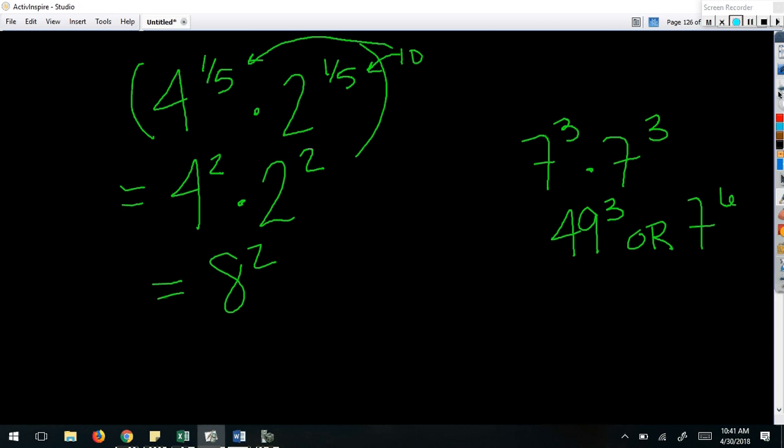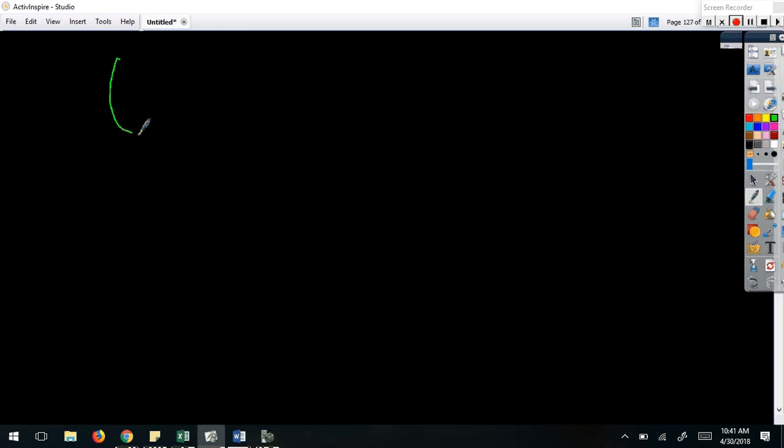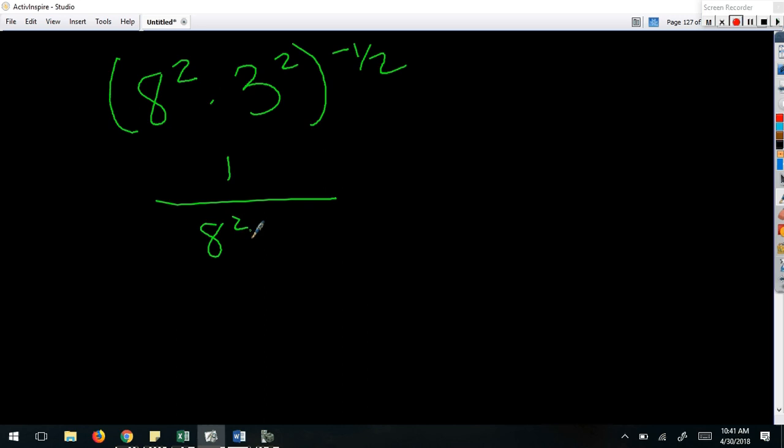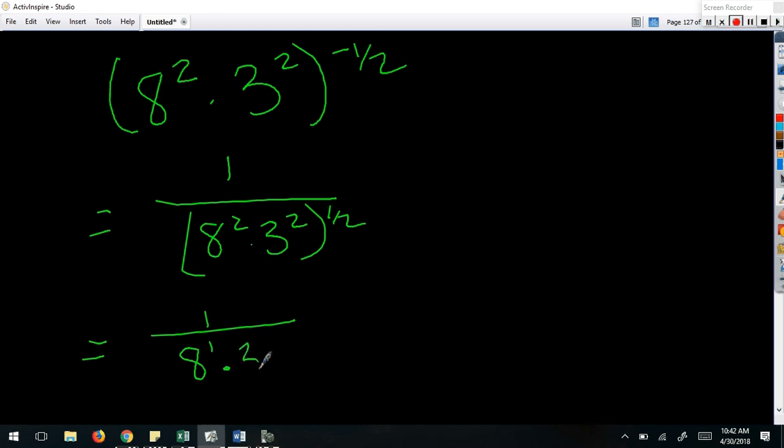Look at this one. 8 to the second times 3 to the second, all to the negative 1/2. What can I do? I could flip it. You gotta flip it. What can I do now? I can distribute. I get 1 over, what's a half times 2? 1. So 1 over 8 times 3, because the exponents are the same, I combine the bases. Leave the exponent alone.